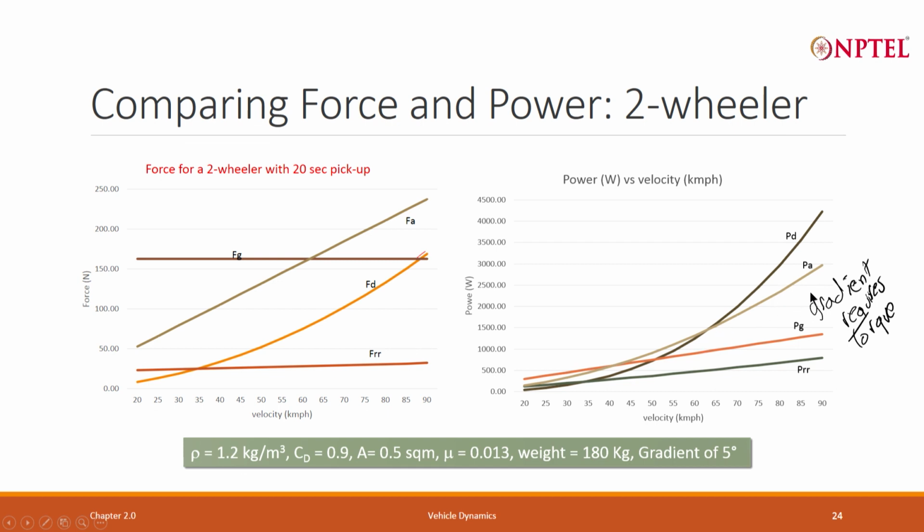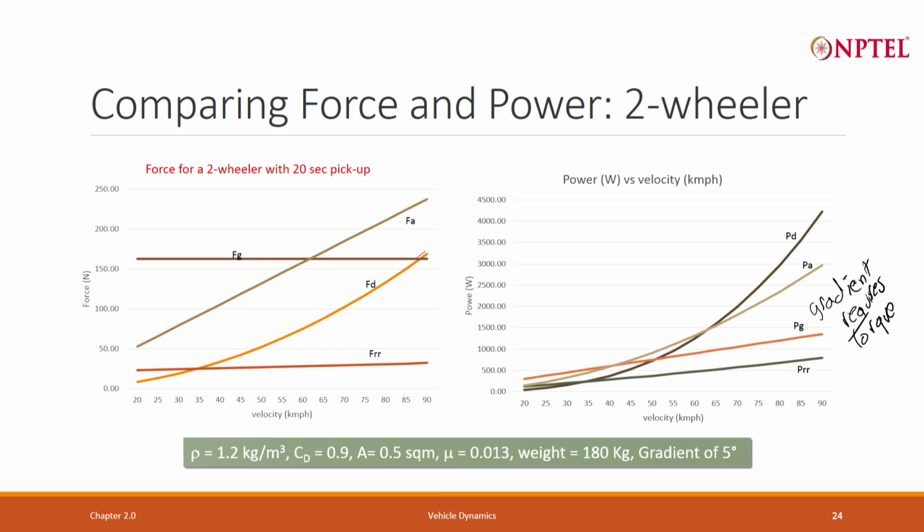Of course, acceleration power now gets multiplied by velocity and it shoots up like anything. Look at the numbers. Rolling resistance and gradient are all within 1000 watts for a two wheeler, but for acceleration it can go up to 3000 watts, much higher.